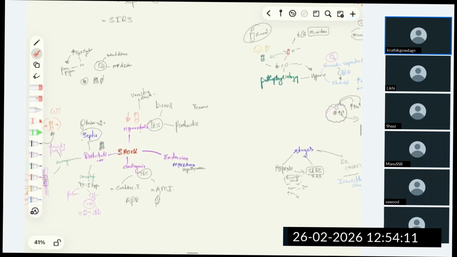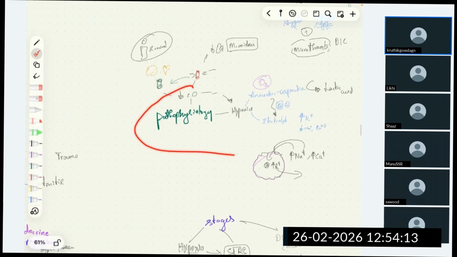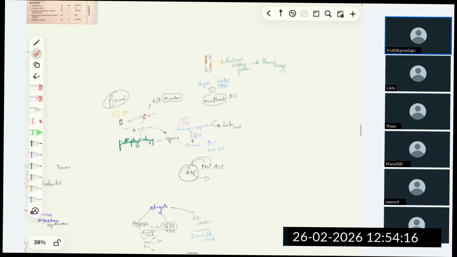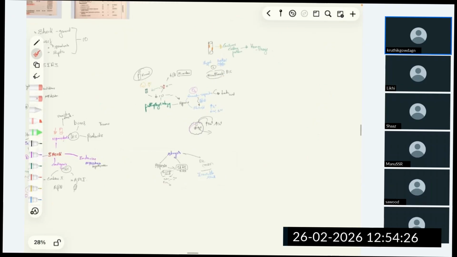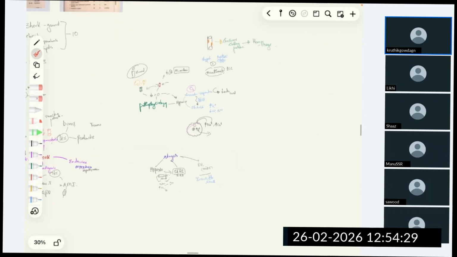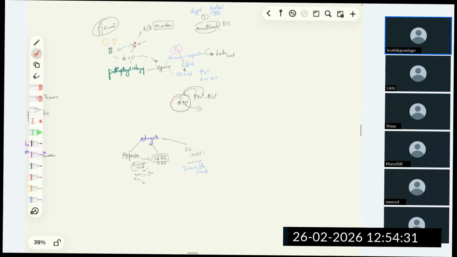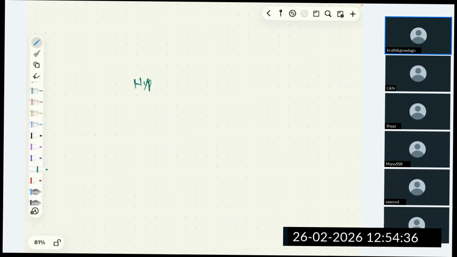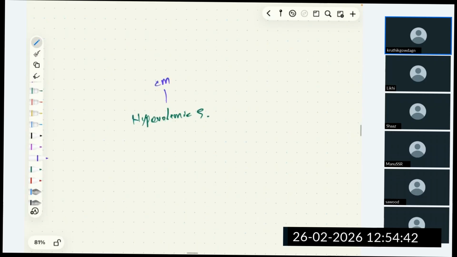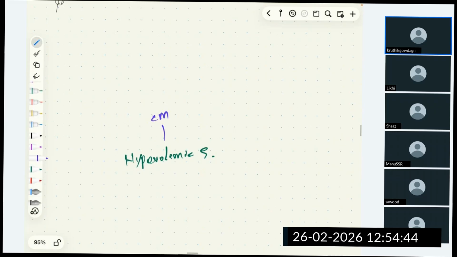Coming to pathophysiology of hypovolemic shock, it's the same as the general shock mentioned. You can mention this. If the questioner asks pathophysiology of hypovolemic shock separately, it's the same as we mentioned here. And then next, coming on to clinical manifestations of hypovolemic shock. Clinical manifestations of hypovolemic shock are divided into early and late manifestations.